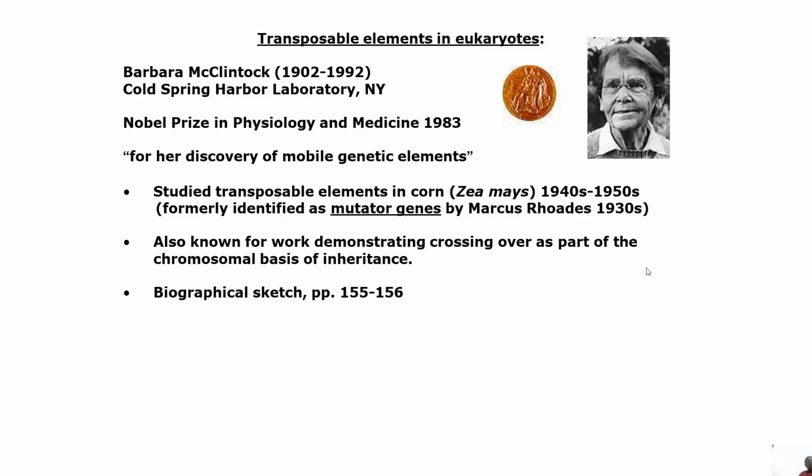Barbara McClintock, Cold Spring Harbor, New York, won the Nobel Prize in Physiology and Medicine for her discovery of mobile genetic elements. She studied transposable elements in corn, formally identified as mutated genes by Marcus Rhoades. She is also known for work demonstrating crossing over as part of the chromosomal basis of inheritance.